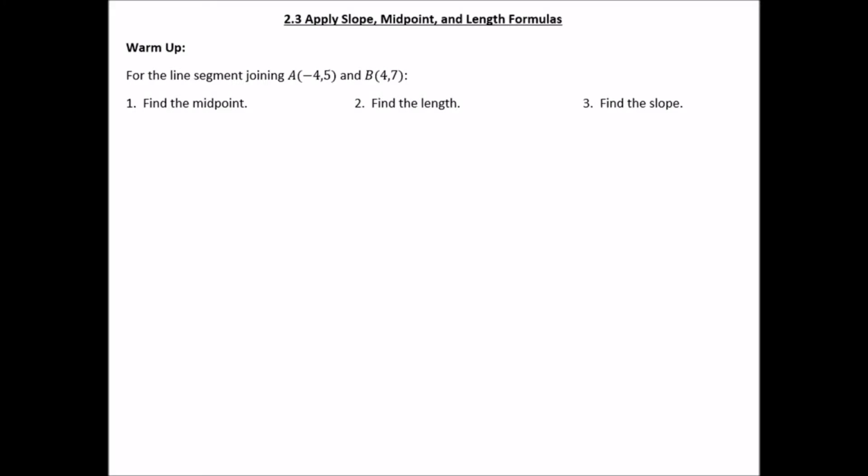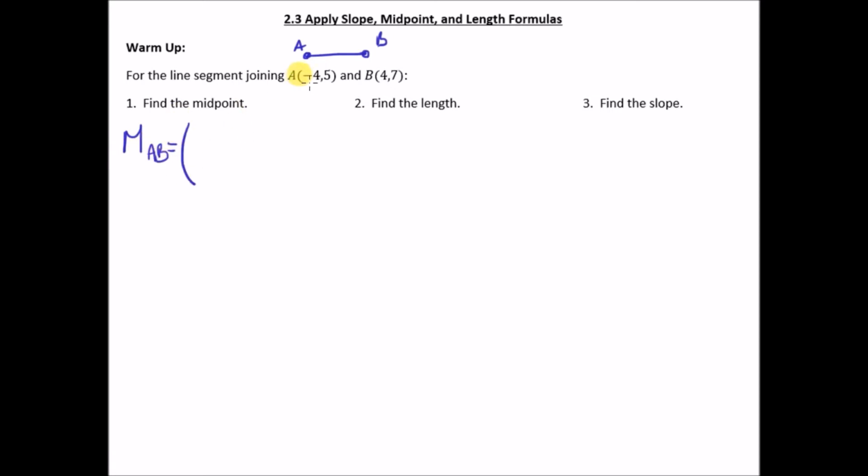2.3 allows us to apply slope, midpoint, and length formulas to different questions. So let's just warm up first. For the line segment joining AB, we're going to find the midpoint, the length, and the slope of this line. Midpoint, capital M, AB.